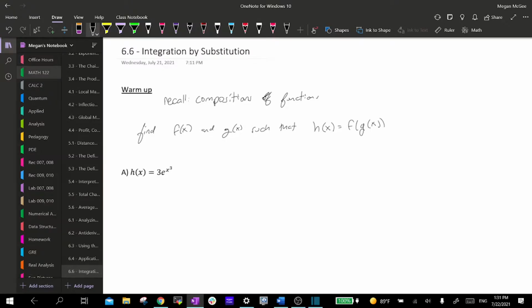So here in our first part, we're going to take our exponent, x cubed, and make that our inside function. Then our outside function will be f of x, and that's going to be 3e to the x. So when we have f of g of x, where g of x is x cubed, we put an x cubed everywhere we see x, and we end up with 3e to the x cubed, which is in fact our h of x.